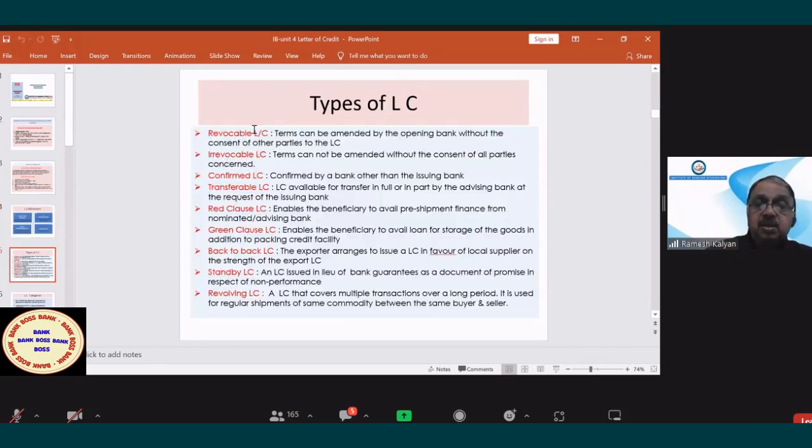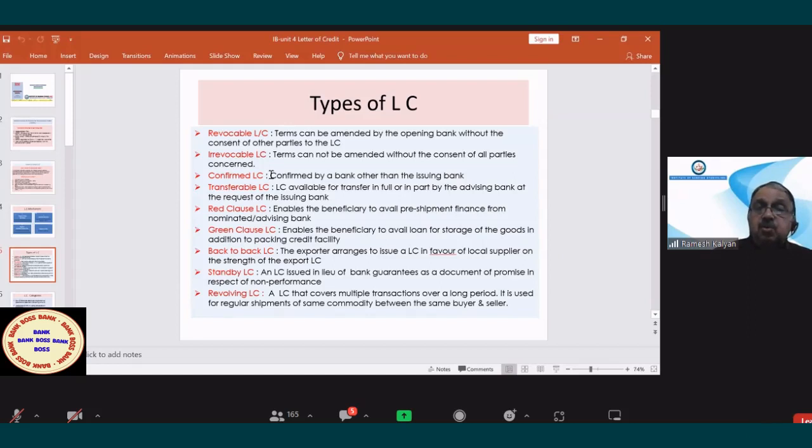Now this is very important. These types of LC, revocable LC. Earlier, UCPDC 500, it was revocable. Without the consent of the parties, it can be revoked. Now UCPDC 600 is irrevocable. Without the consent of all the parties, you cannot change, you cannot amend.